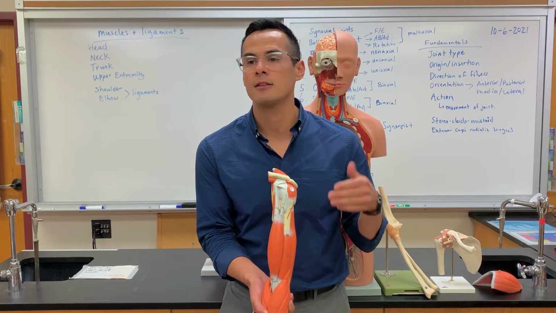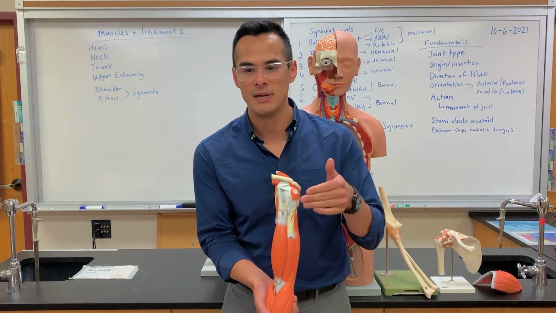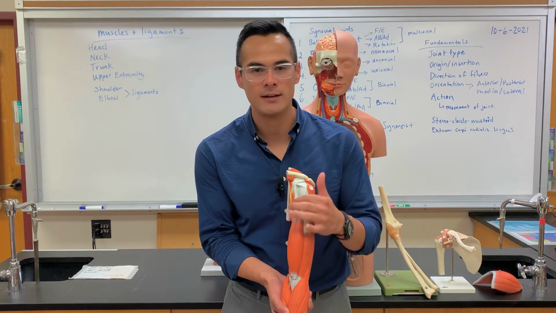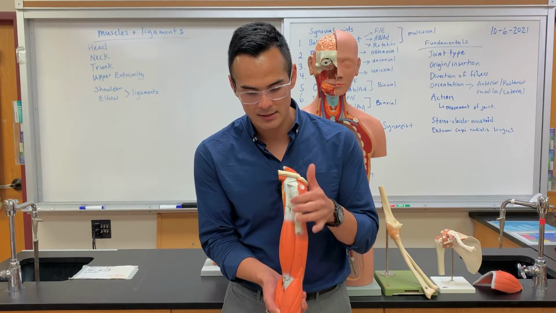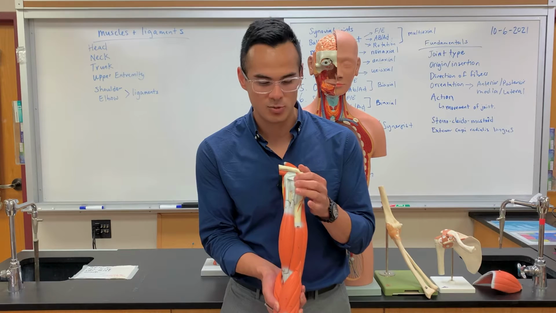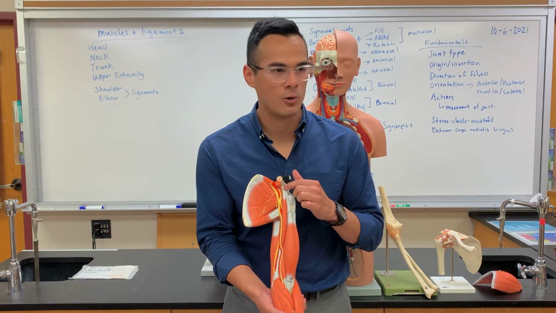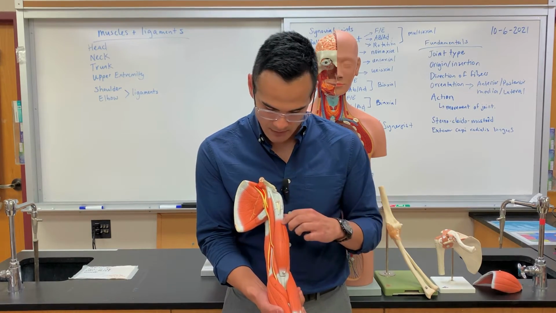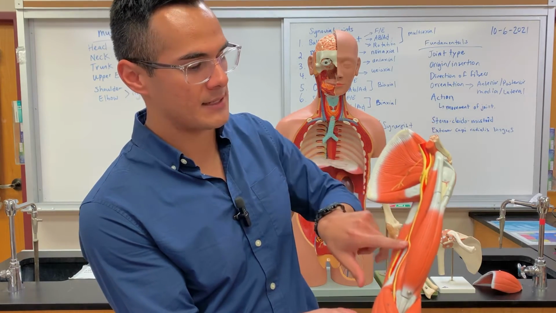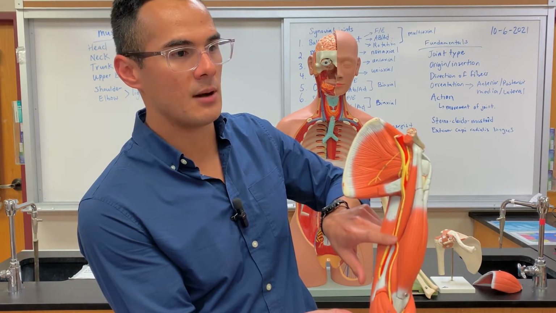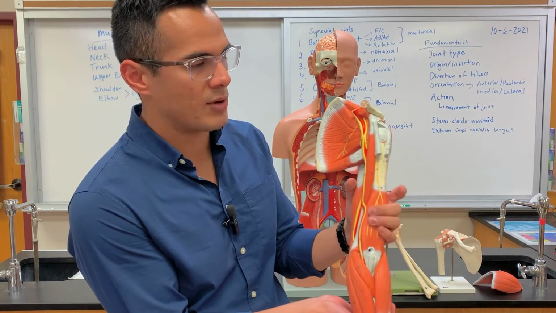Just remember that the long head is lateral, which would make the short head medial. So this is the short head, which attaches on the coracoid process, and this is the long head, which attaches on the supraglenoid tubercle of the scapula. So if this is the coracoid, that would make this muscle, number 15, the coracobrachialis, because it's going to the brachial region, which is the upper part of the arm.